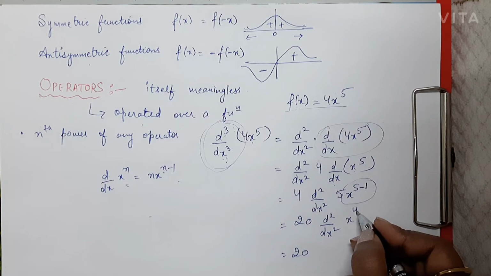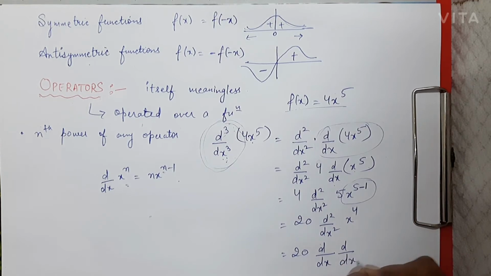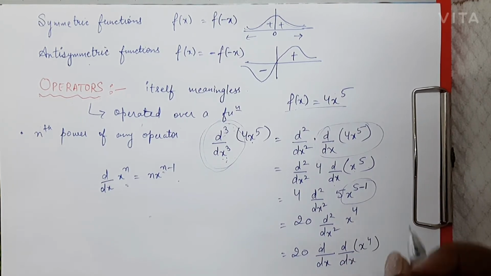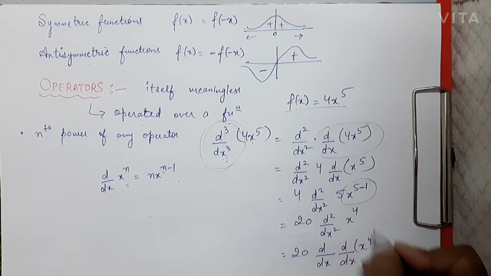Now we have to operate again. D square by dx square can be written as d by dx into d by dx of x to the power 4. First time I have applied the operator and I have got this result. Now we have to apply this operator second time.